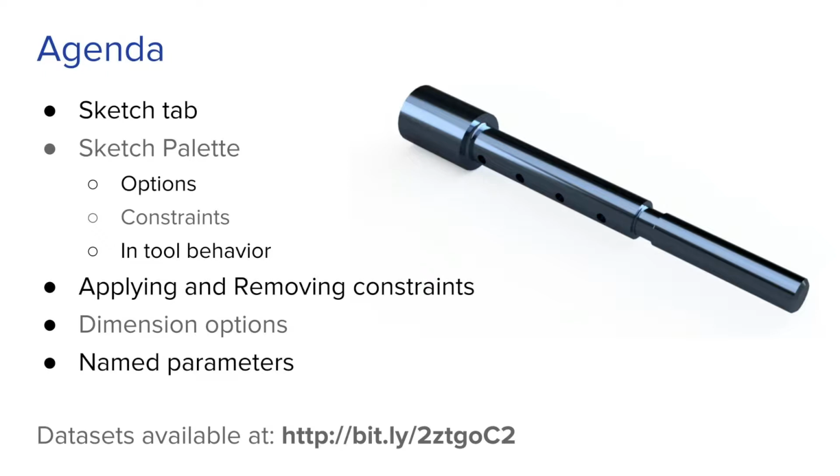Then we'll take a look at some of the dimension options. The single dimension tool in the sketch environment has a lot of capabilities. And I also want to touch on named parameters. This is an element of sketching. It's also an element of modeling. It also has effects in assemblies. But it's a really powerful thing that can be addressed right away from the sketch environment.